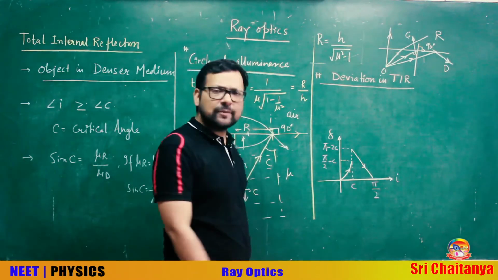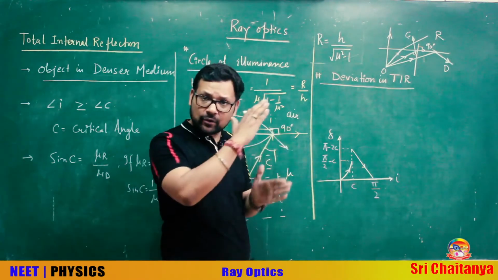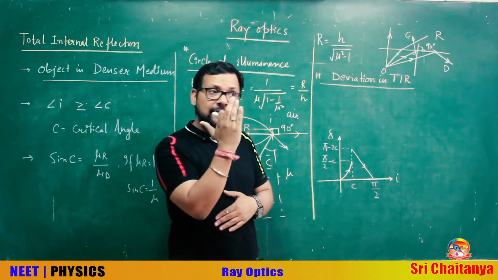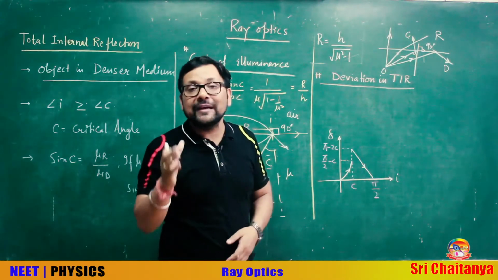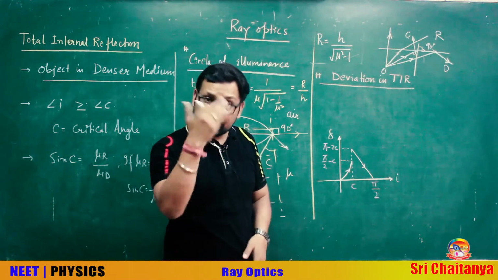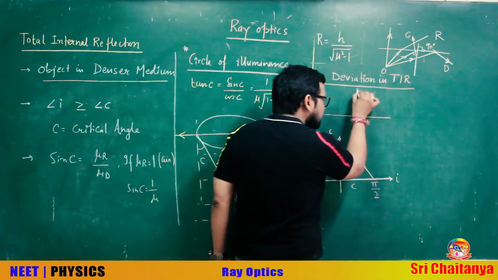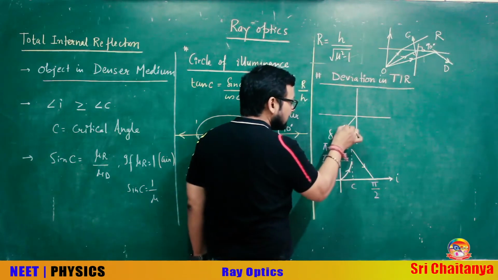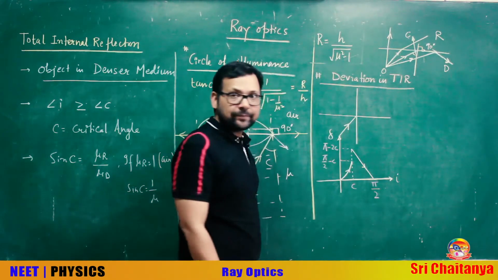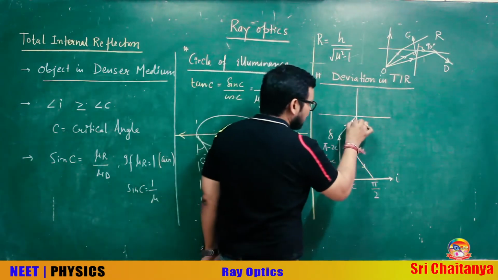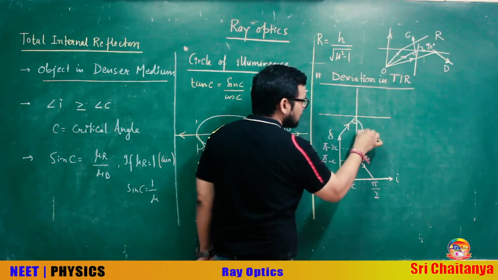See, deviation means what? A light ray is going along some path and it is either refracted or reflected, so it leaves its path. So it is getting deviated. So in that deviation, one thing conceptually you have to observe, that this light ray is going. Okay? This is the critical angle, say. This angle is the critical angle.